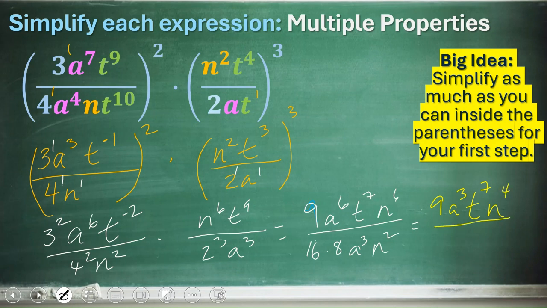And then in the denominator, all that's left is 16 times 8, which is, what is 16 times 8? 128. Yes, 128. All right, and this is completely simplified. And that is how you simplify, I would say, pretty complicated exponential expressions that require the use of multiple properties.